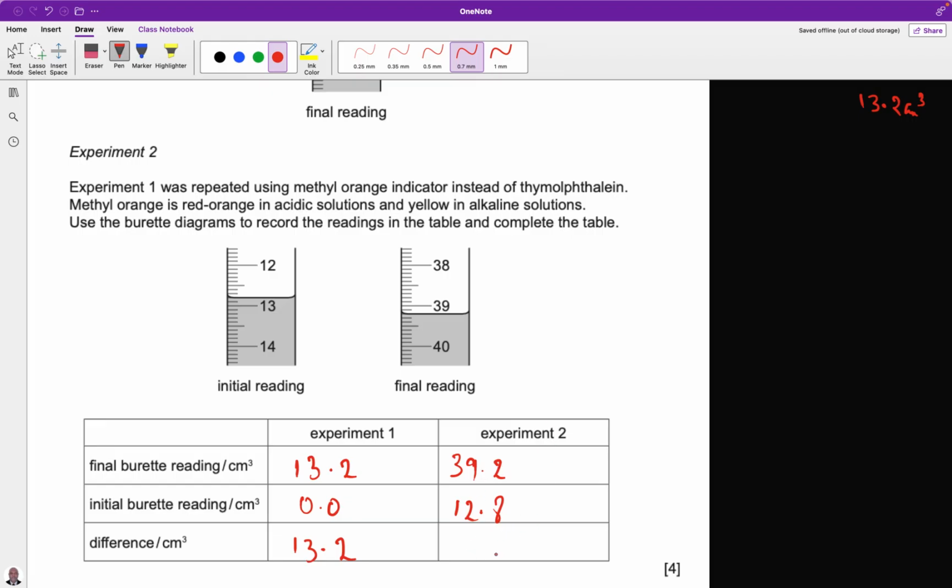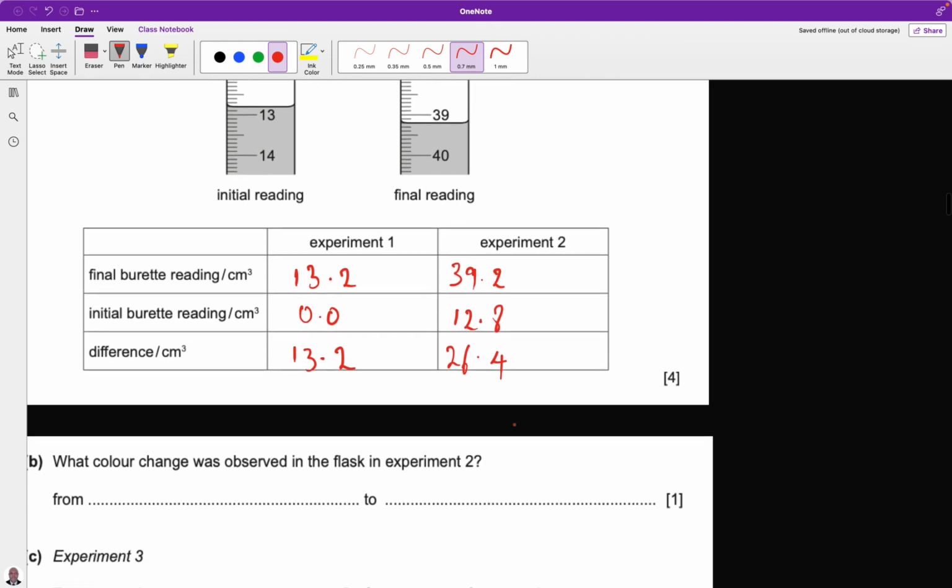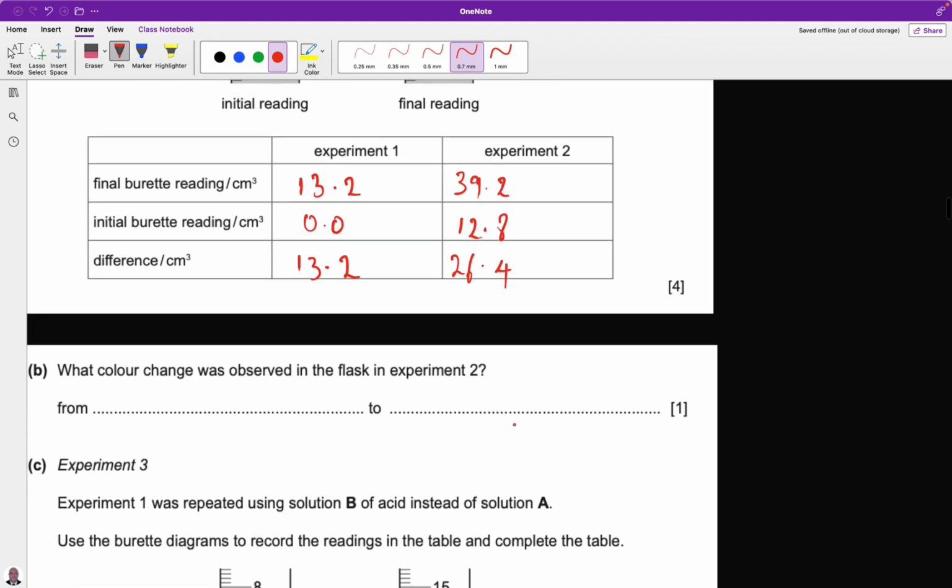And what will be the difference? 12 minus this is 4. Here, 9 minus 3, that is 6. And 3 minus 1 is 2. So it will be 26.4, all in cm cube. Now, we have filled in the B part of question number 3.